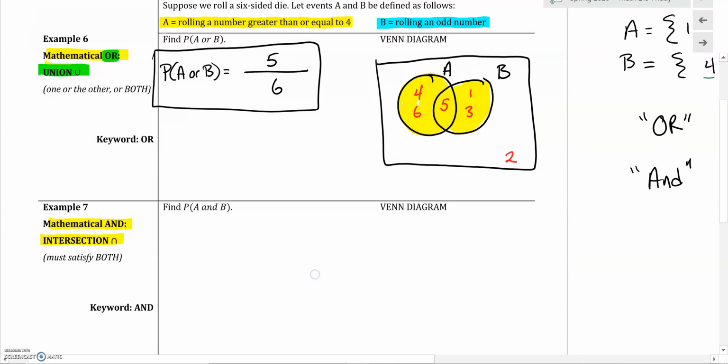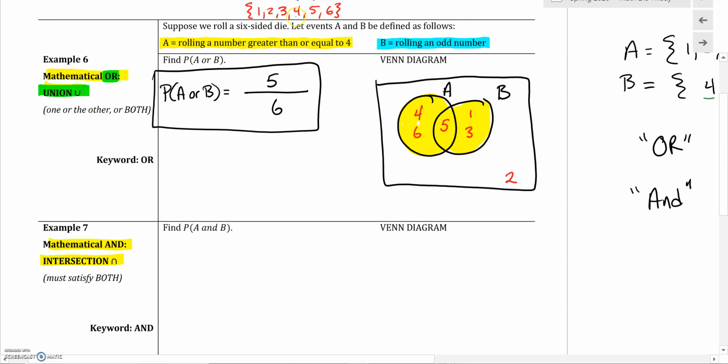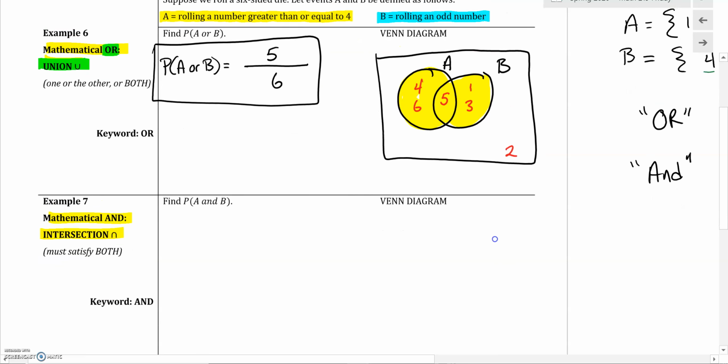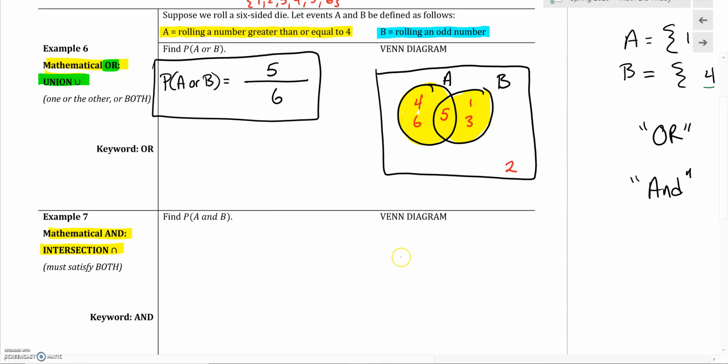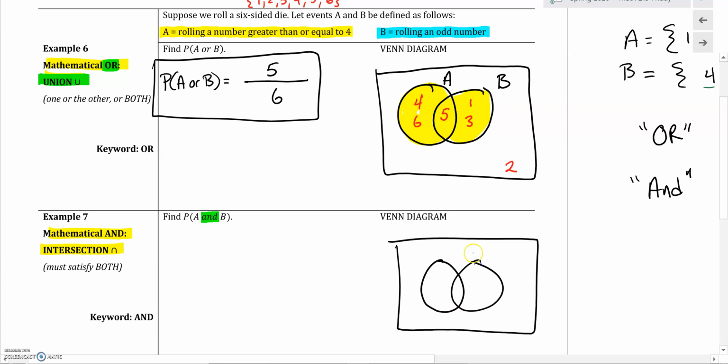Okay. Now we're going to look at the probability of an intersection. Same two events, same scenario. I'm rolling a die, right? So the outcomes are 1 through 6, same two events. But let's look at their intersection here. And again, it's an intersection because they're asking for the probability of A and B, meaning they both have to happen simultaneously.